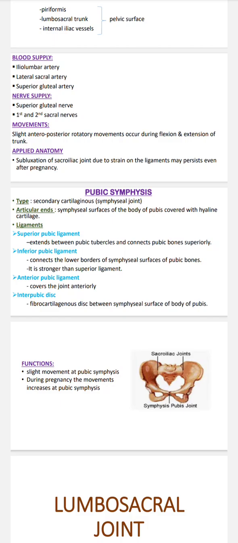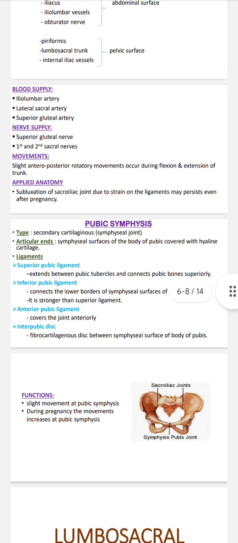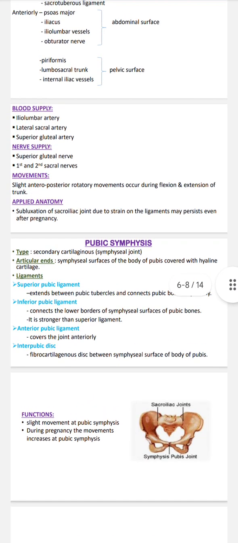Now the movements present in the sacroiliac joints. There are slight anterior-posterior rotatory movements which occur during flexion and extension of the trunk. The applied anatomy is subluxation of the sacroiliac joint due to strain on the ligaments, which may persist even after pregnancy. So the next important joint is the pubic symphysis.